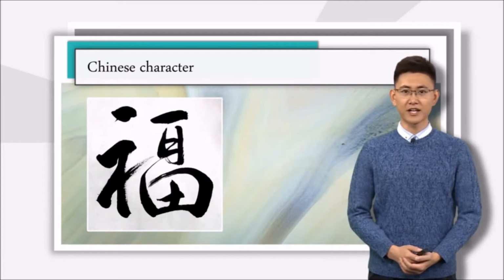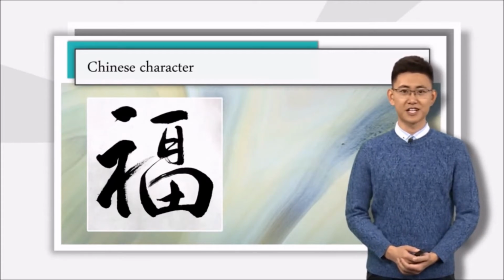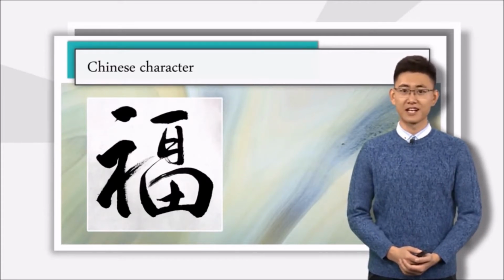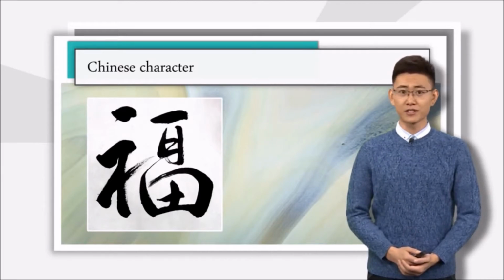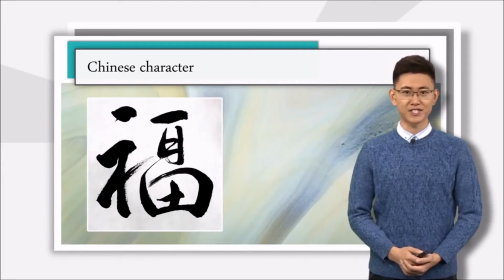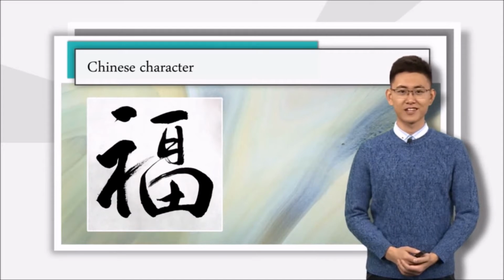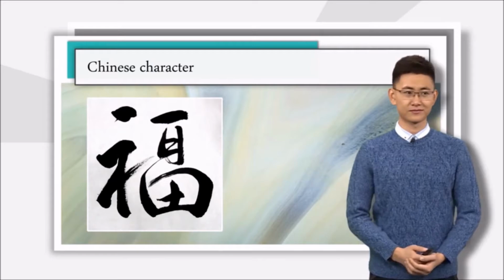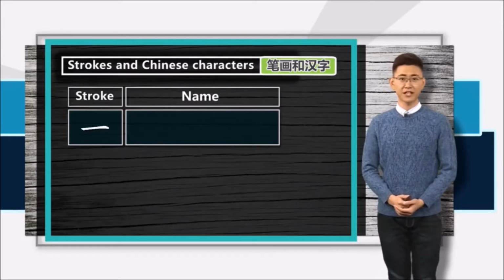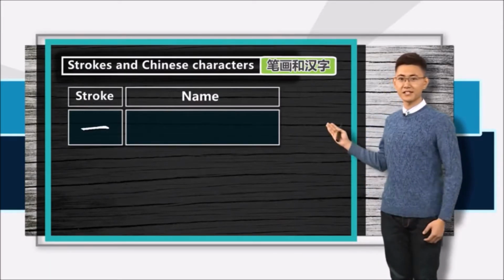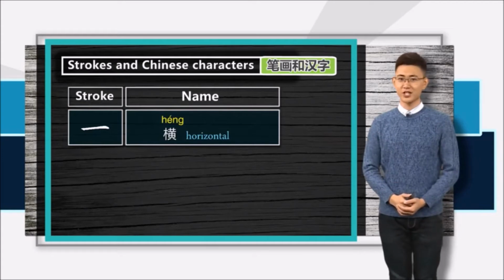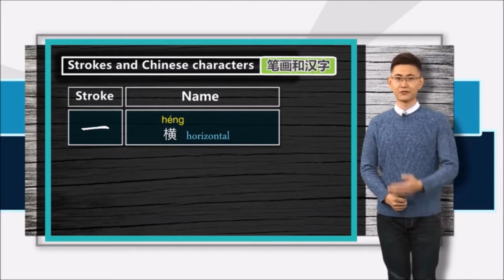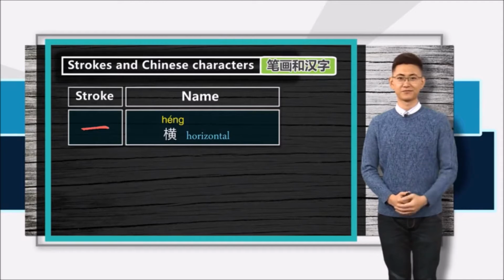Chinese characters are made up of strokes, just as English words are made up of letters. If you want to learn writing Chinese characters, you have to start with the strokes. And today, we're going to learn 5 basic strokes. Let's look at the first one. It is horizontal. In Chinese, it is called 横. When writing 横, you should write from left to right.